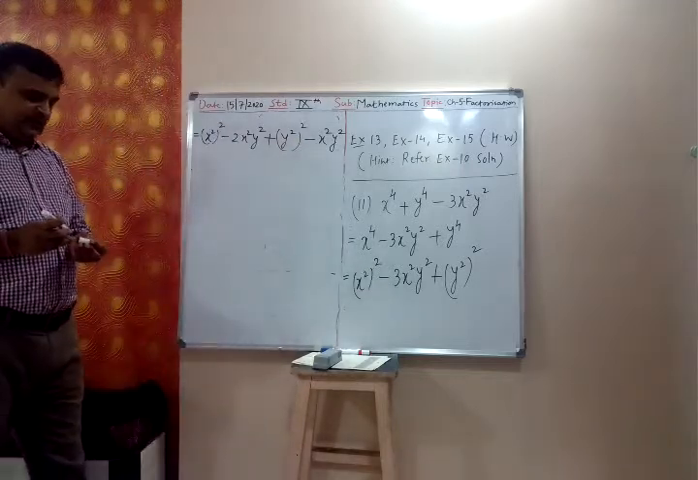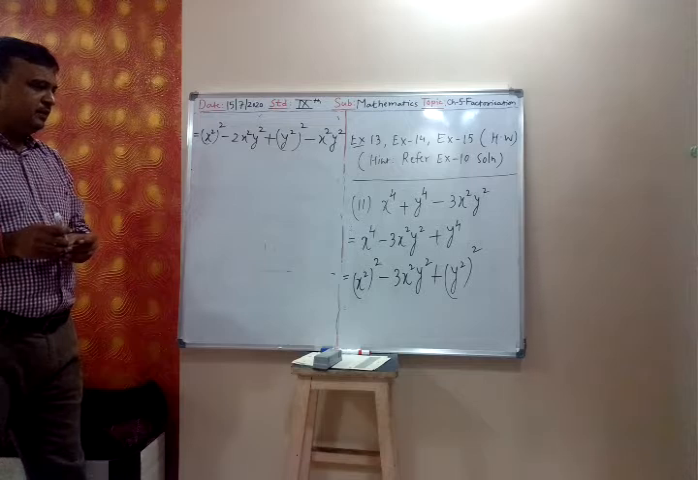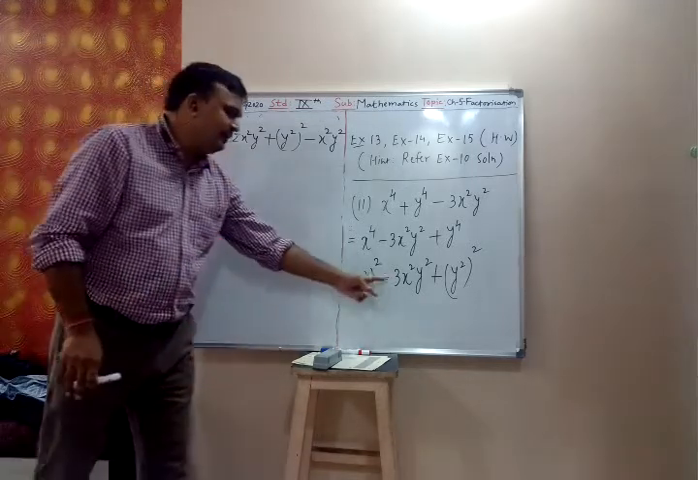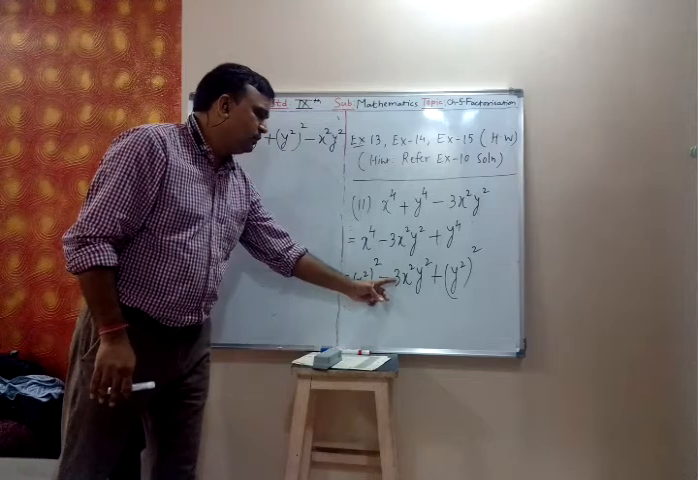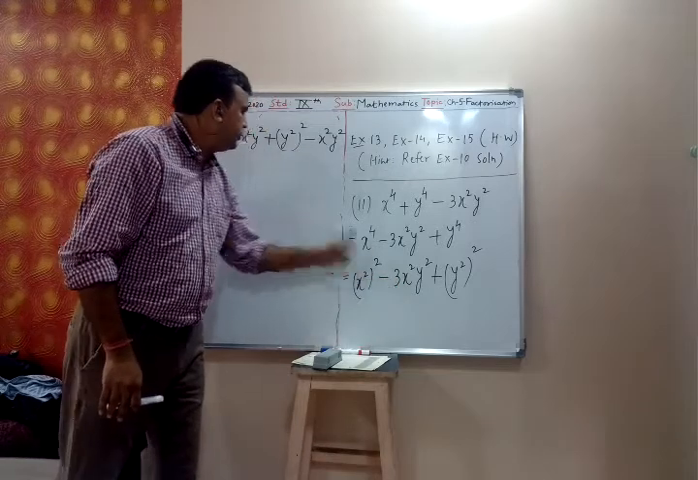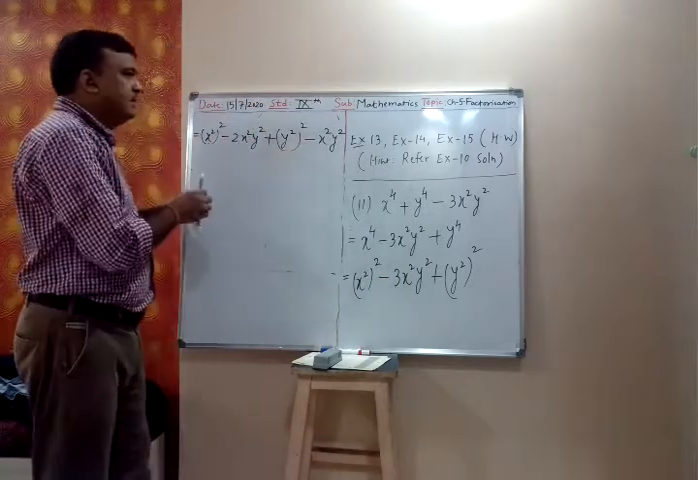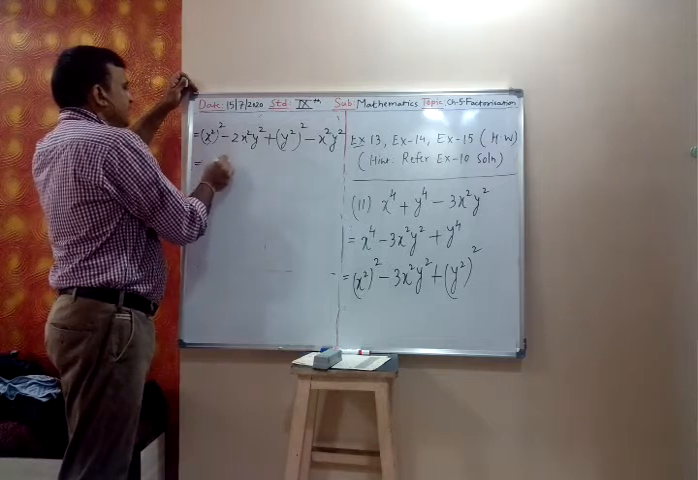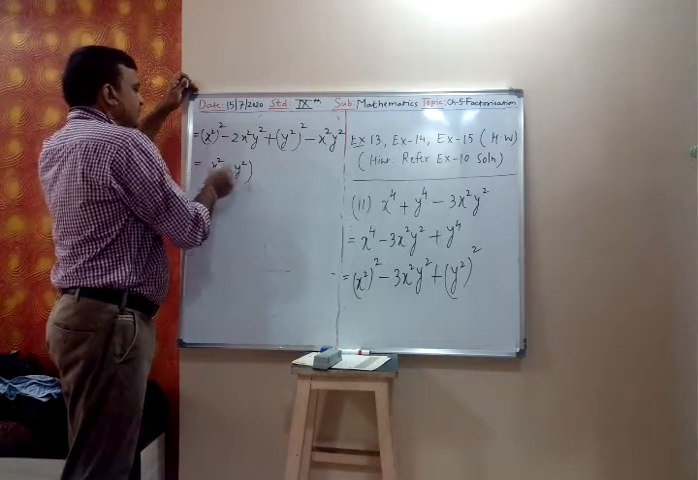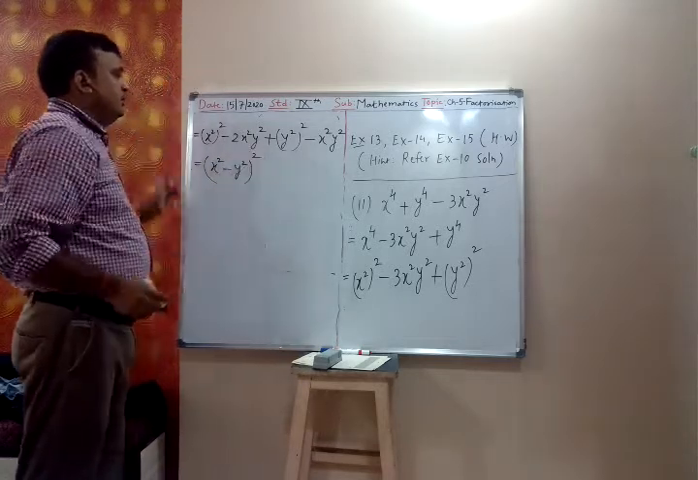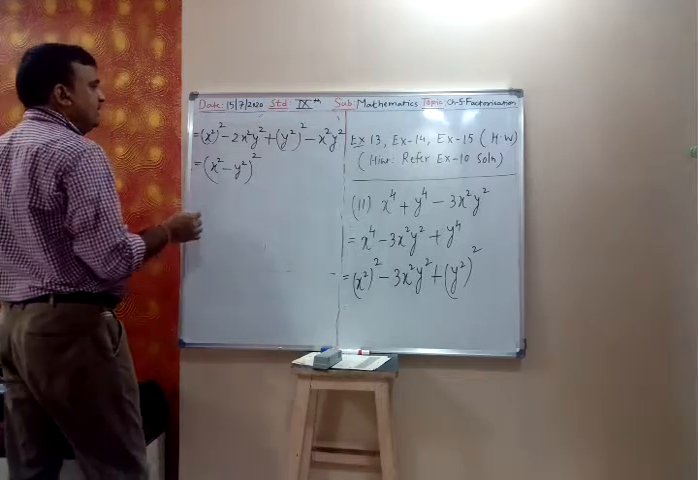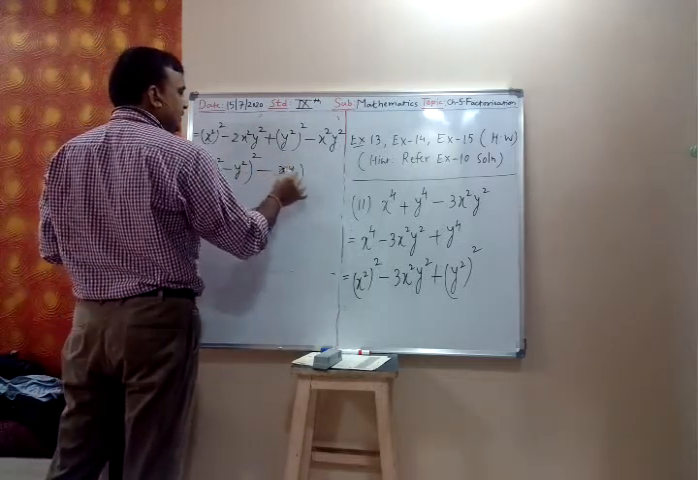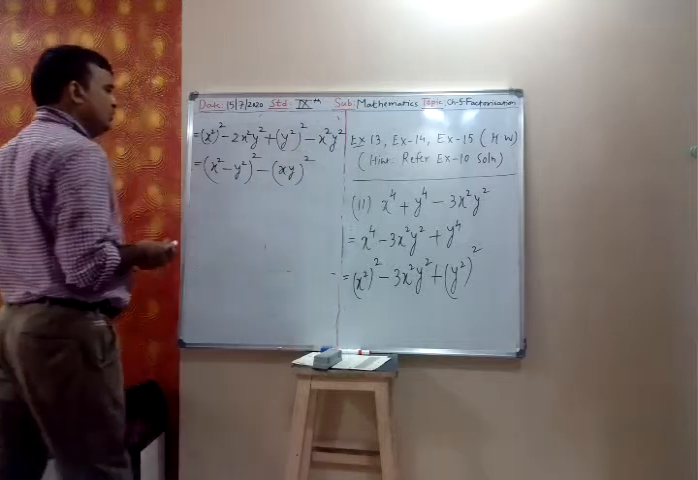Have you understood, all of you? The middle term we want is minus 2, so minus 3 I have split as minus 2 and minus 1. Now the first 3 terms I can write as x square minus y square, whole square, and this I can write as xy whole square.